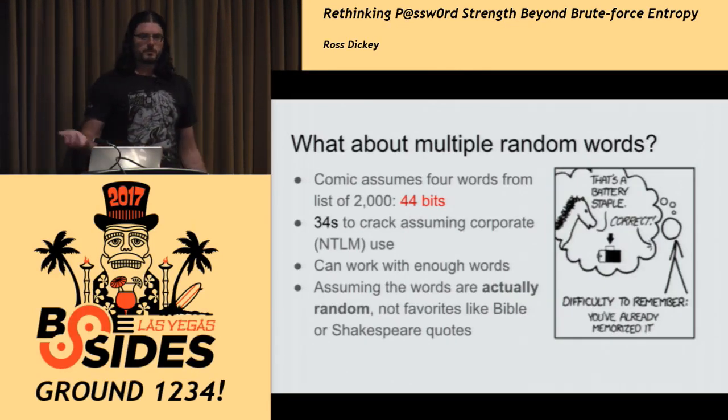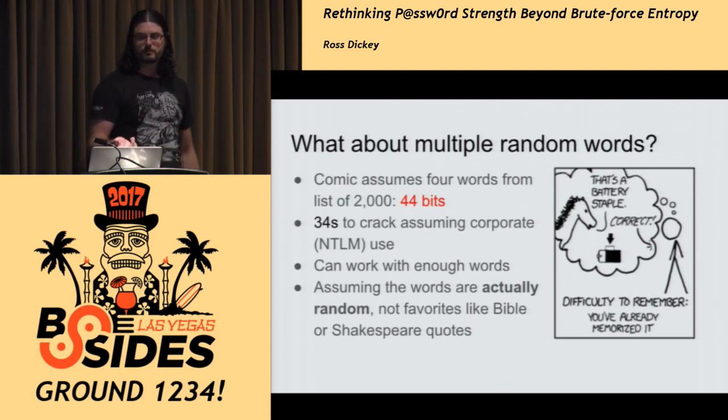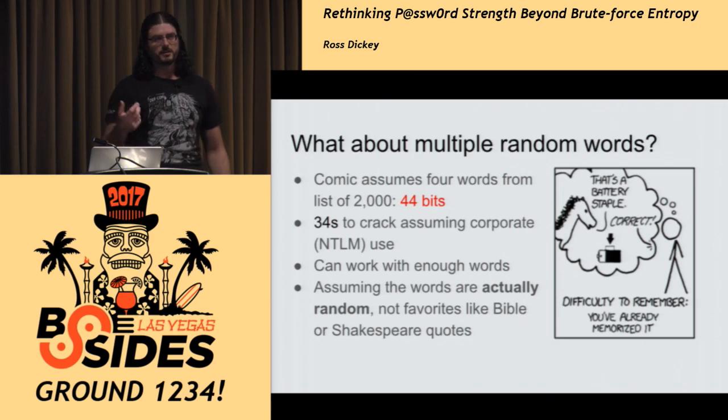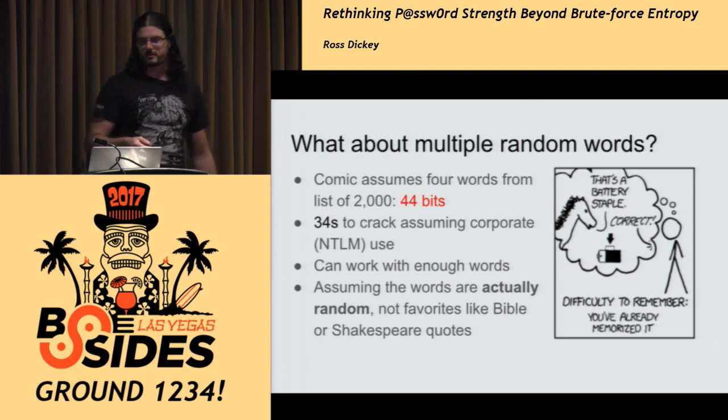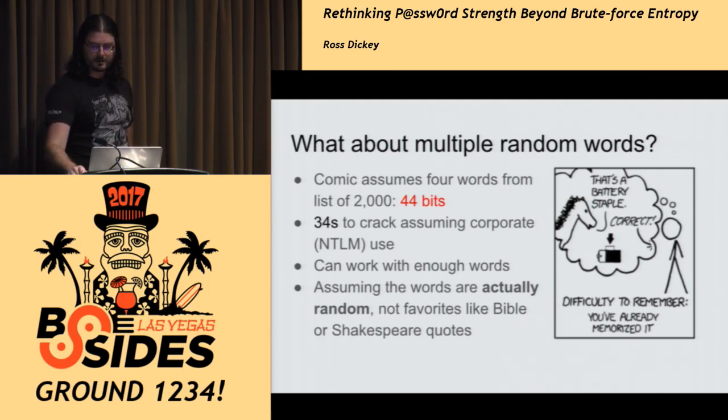So what about random words? Well, this can be secure if the words are actually random. Everyone knows the correct horse battery staple. I don't have to put the whole comic here. Randall Munroe, the guy who drew it, claims that this is a 44-bit password. He got that number by basically saying these are 4 of the 2,000 most commonly used English words or something like that. And so that's not too bad. But 44 bits, if you recall, can still be cracked fairly quickly.